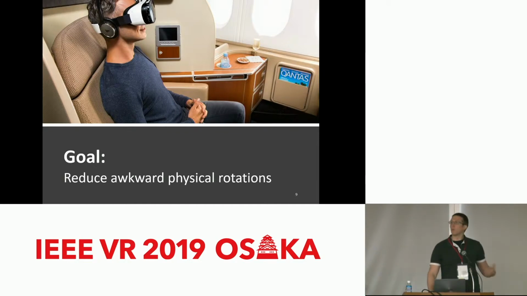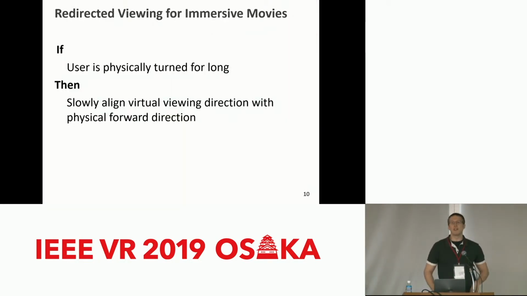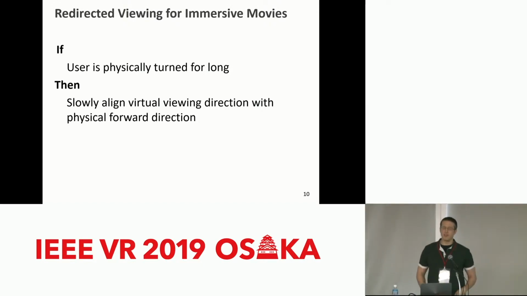And so the work that I'm presenting here today is a very, very simple technique for redirecting viewing in cases of looking at immersive video. And our approach is incredibly simple. We say, is the user physically turned to the side far enough away from the neutral physical position for an extended period of time? Like, how long? That's up for debate. But if they're turned and facing physically to the side, we can slowly adjust the view and bring it back to alignment with the physical position, to allow them to view what they want, but encourage them to physically rotate and give them a more comfortable viewing situation.